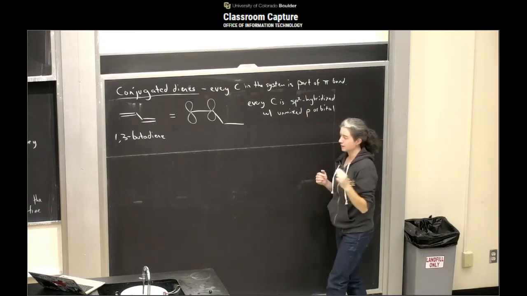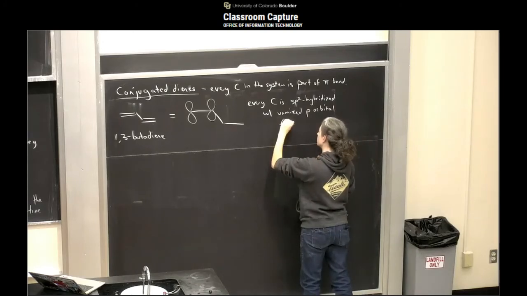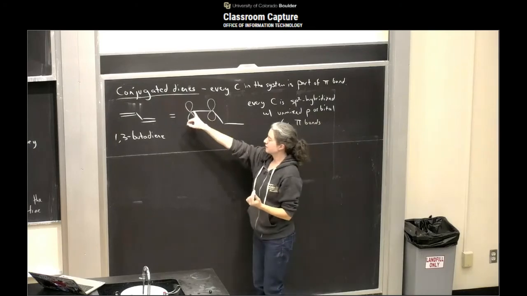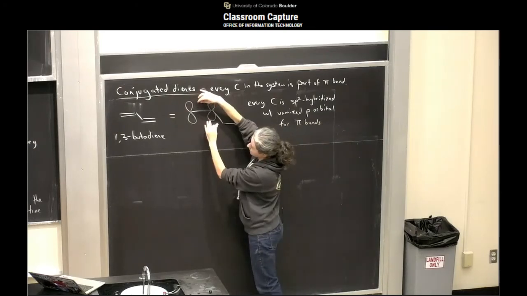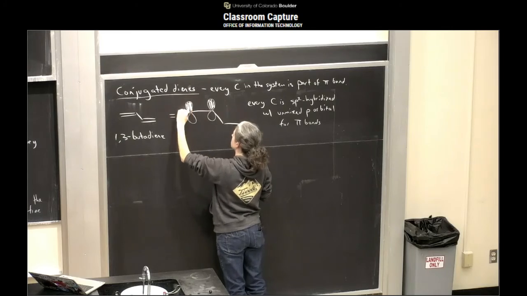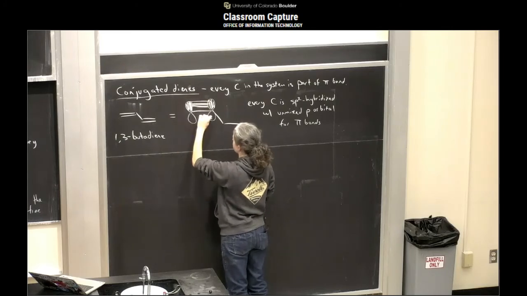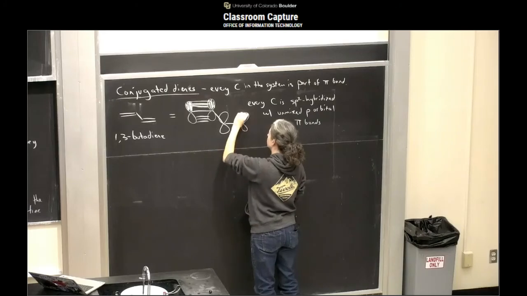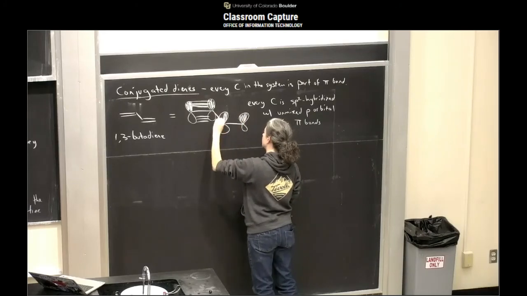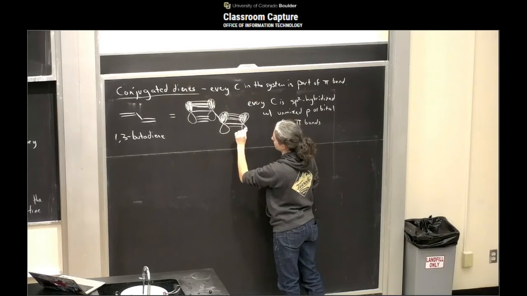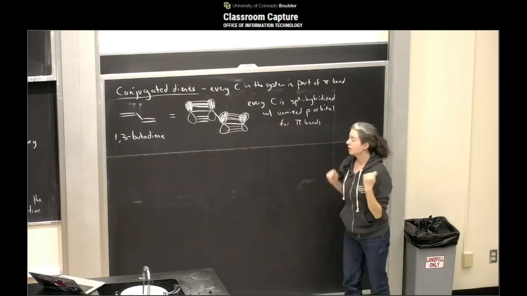Which is what it uses to make its pi bonds. So this double bond here is made from the overlap of these two p orbitals. We can show those kind of blending together at top and bottom. And then also down here, the same thing's going on. These two p orbitals blending together at top and bottom to make another pi bond.